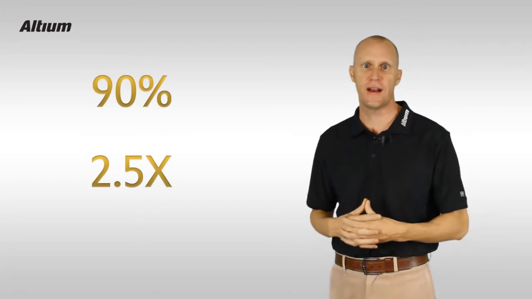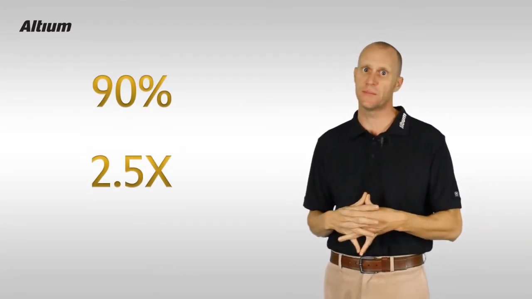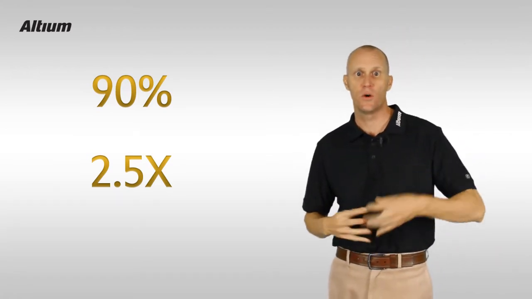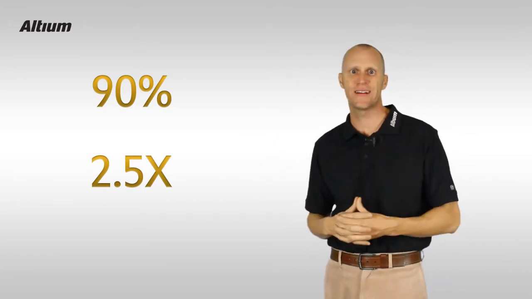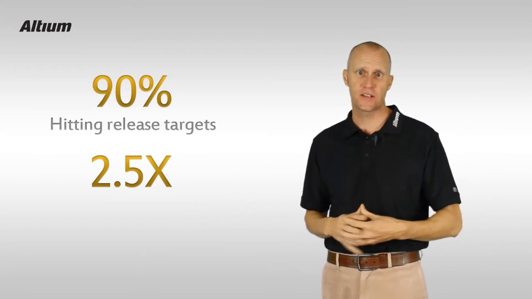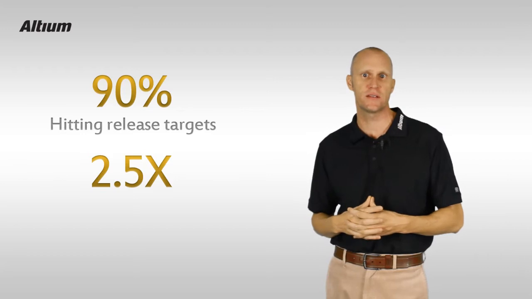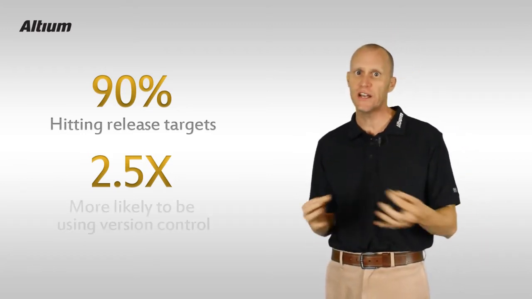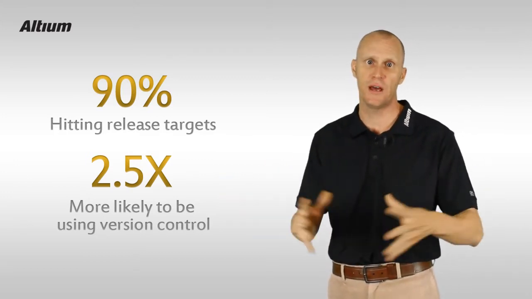As proof of this fact, in a 2011 Aberdeen survey entitled Need to Save PCB Design Time, it was determined that the best-in-class companies, or those that perform in the top 20% of the market, hit their release targets 90% of the time. That's 90%! It's also true that the companies that manage to achieve this tremendous level of performance are 2.5 times more likely to be using version control for each data element of the PCB design. That's 2.5 times more likely.